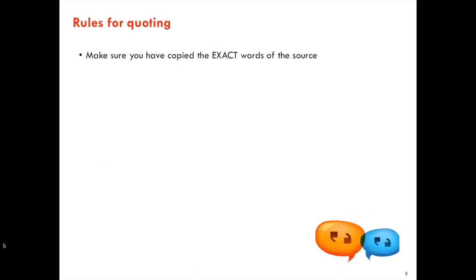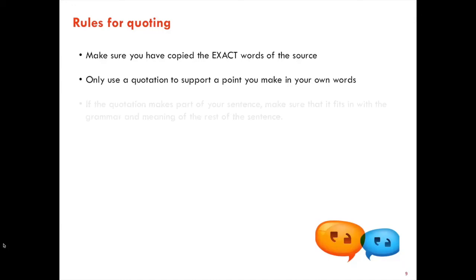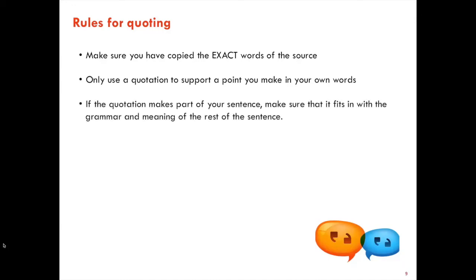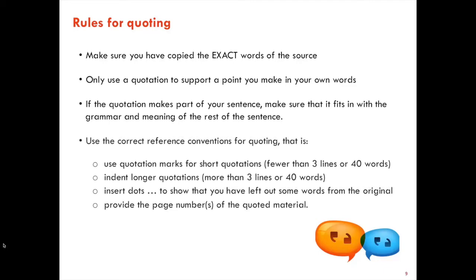Of course, the first rule for quoting is to make sure that you use the exact words of the source. There are a couple of variations to this idea, as we'll see in a moment. Second, a quotation should never stand alone. It should be used to support a point you've made in your own words. Third, if you build your quotation into one of your own sentences, it must fit grammatically. Finally, you have to follow the referencing conventions required by your unit of study.